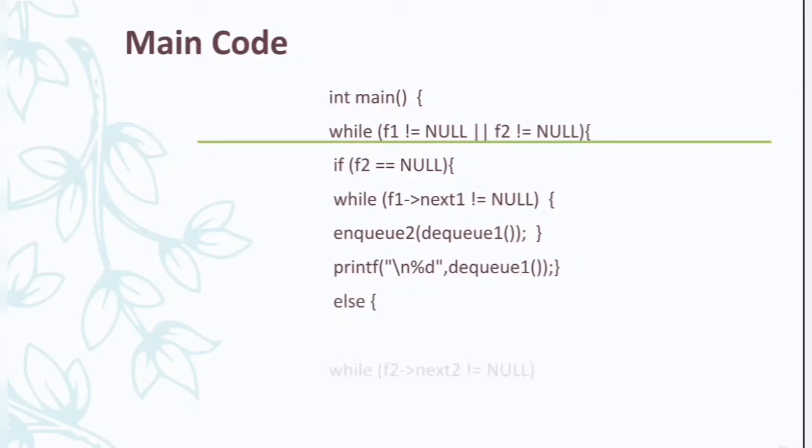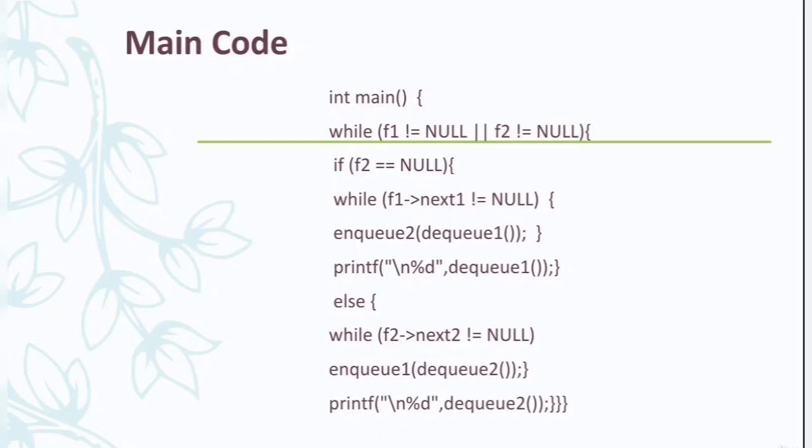Else, again there is a condition for the second queue, that is if F2 of next not equals null, then NQ1 and DQ2. So in that case, we have to perform the NQ operation on the first queue, whereas the DQ operation on the second queue. And again we have to print the message, that is DQ of 2. So here we will get the element which is the last element in that queue, and hence we will pop it out. So this works exactly the same as how a stack works on the principle of last in first out, that is the LIFO principle.